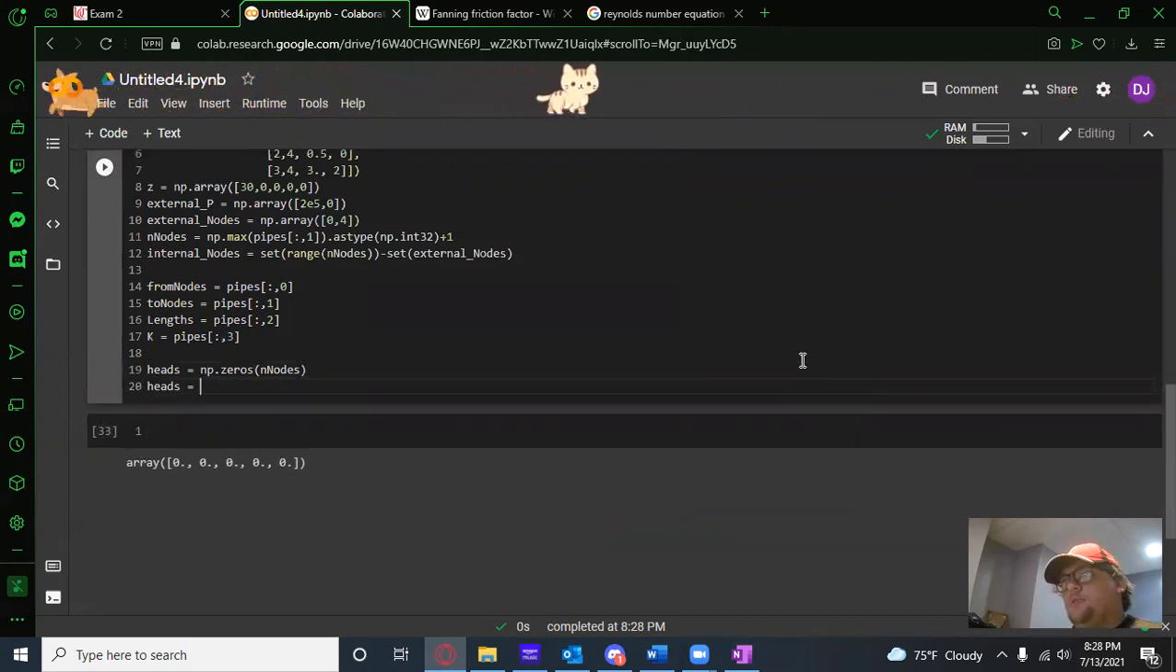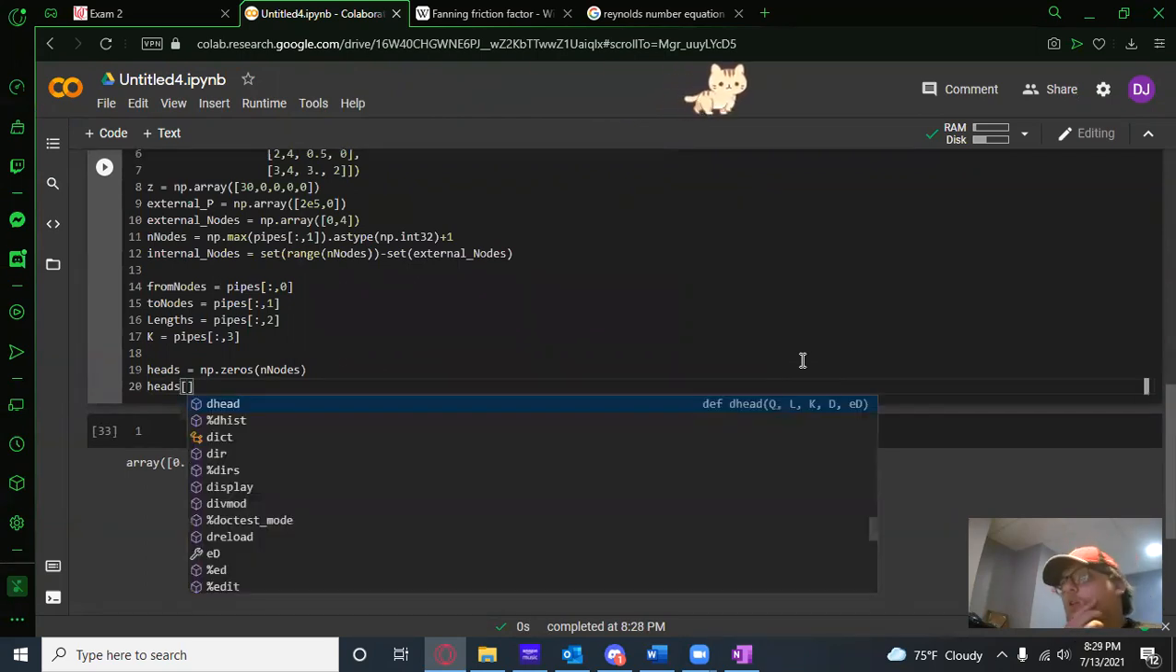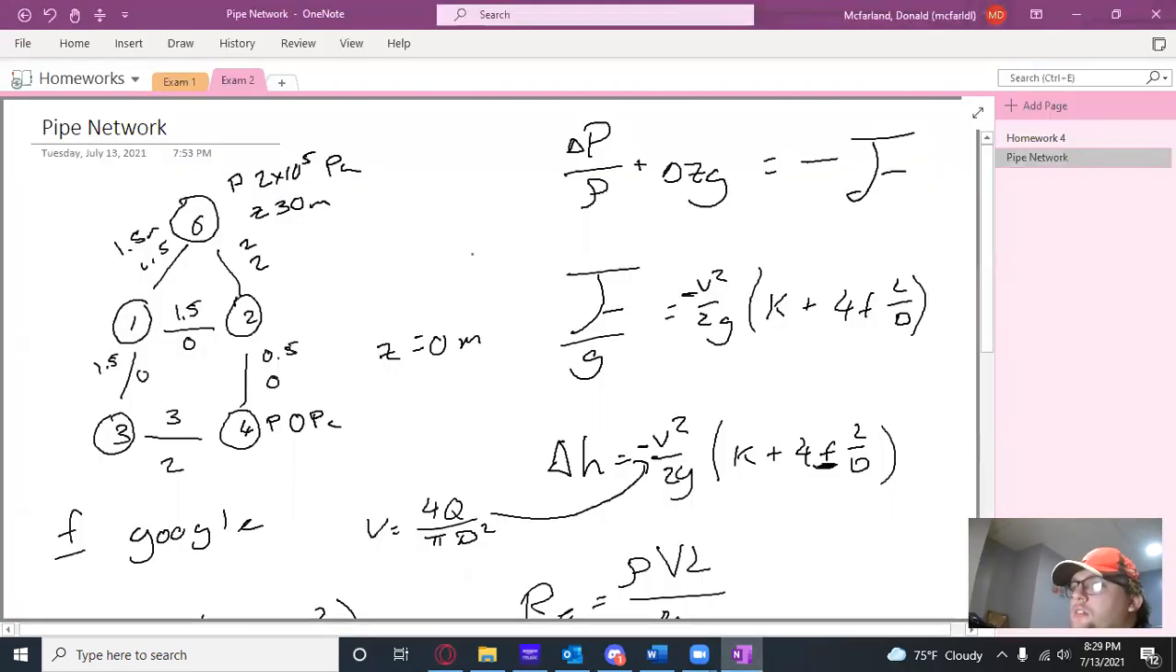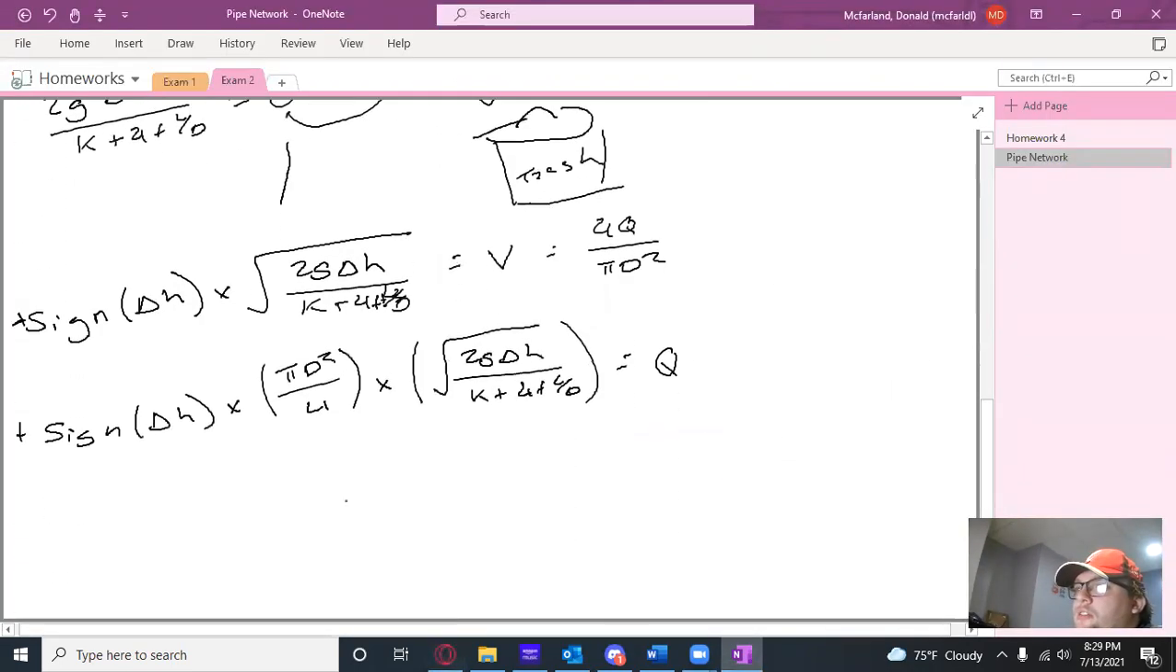So what we're doing now is, we don't know what the head value is for the internal nodes because we need to know the flow. However, we can find out the head for the external nodes because we know both the pressure and the Z. And if you go back here, scroll down again, it's a little messy.